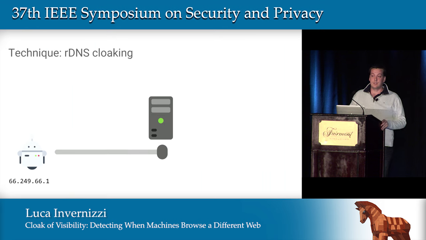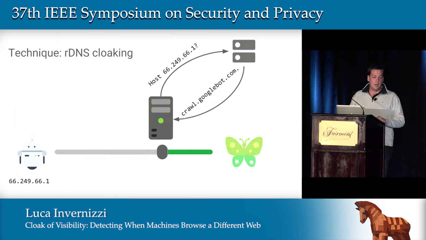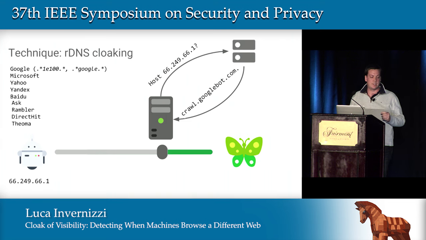Another thing that they do is use DNS to do cloaking. So here we have a bot that comes in, and they check the reverse DNS name of the IP of the bot. And if it matches some of the substrings that they have, they will not deliver the true content of the site.